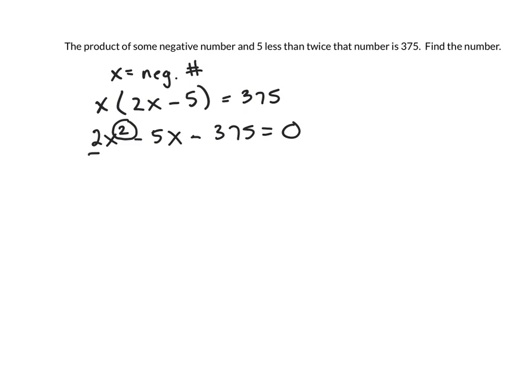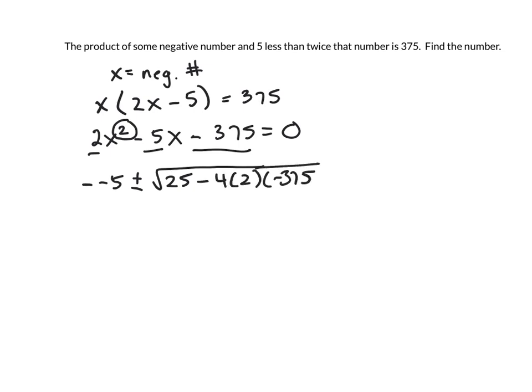So A is 2, B is negative 5, C is negative 375. So the quadratic formula is negative B, that's negative of a negative 5, plus or minus the square root of negative 5 squared, B squared, which would be 25, B squared minus 4AC, all over 2 times A, or 2 times 2, which is 4.